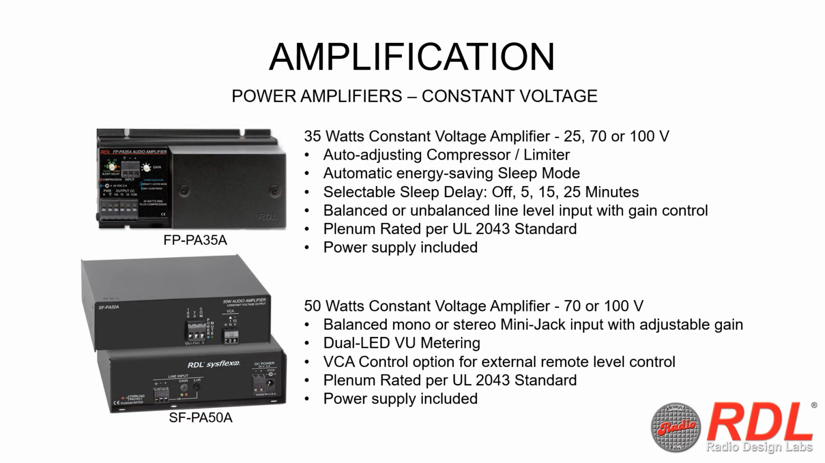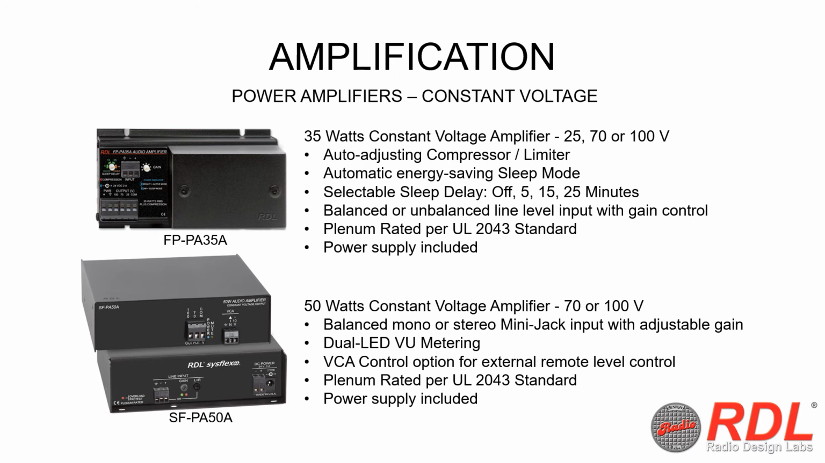Here are 2 constant voltage power amplifiers. The FBPA35A is a 35 watts constant voltage amplifier that provides either 25, 70, or 100 volts output. It has our auto-adjusting compressor limiter circuitry and an automatic energy-saving sleep mode function. Sleep mode is a standby operation that uses very little power when engaged.